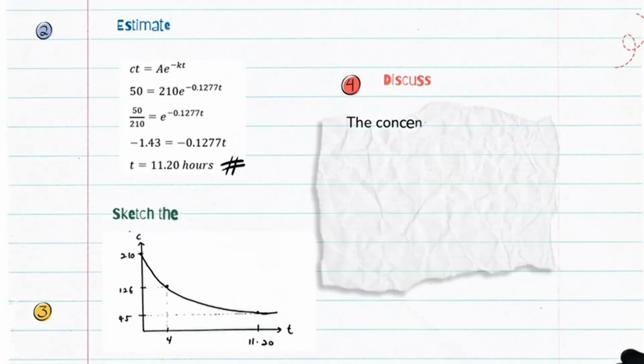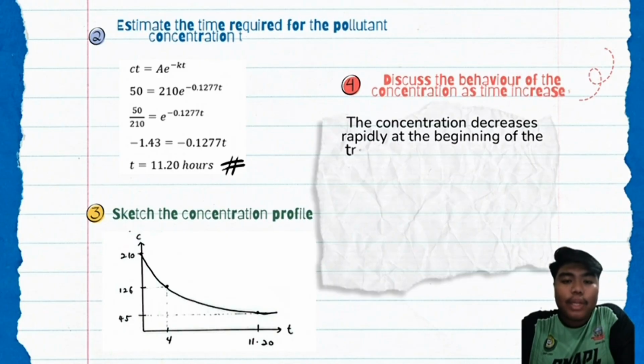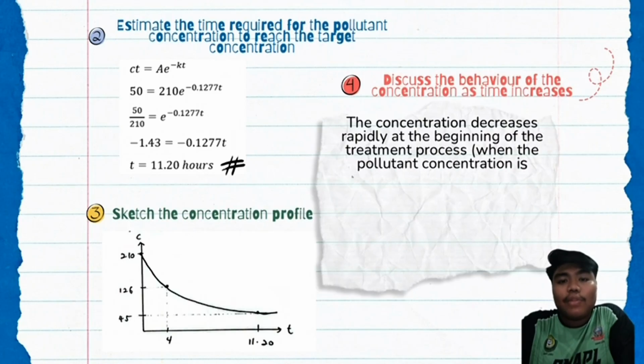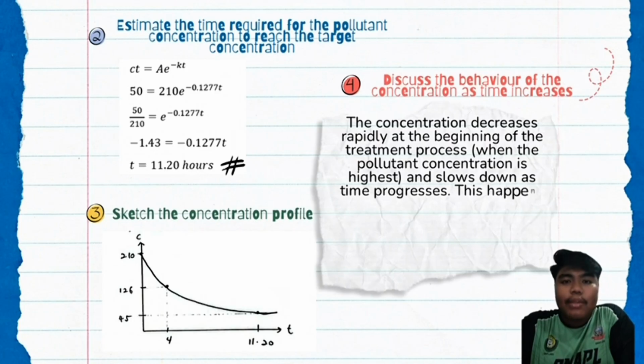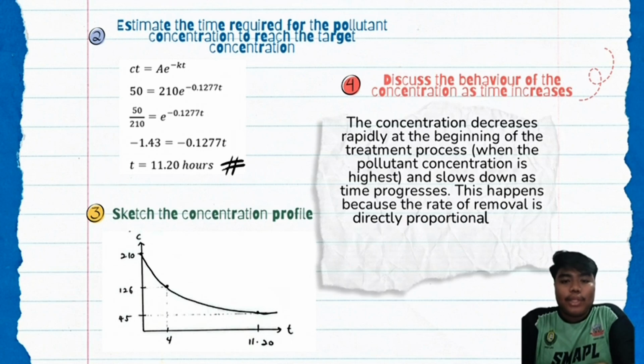Step 2, we estimate the time to reach our target concentration of 50 by setting our function to 50, equal to 210 e to the power of negative 0.1277t, and solving using natural logarithm, we calculate t to be exactly 11.2 hours. In step 3, we sketch this concentration profile, plotting concentration on the y-axis against time on the x-axis. As you can see, the exponential decay curve passes through our initial point of 210, our mark at 126, and reaches our target at 11.2 hours.